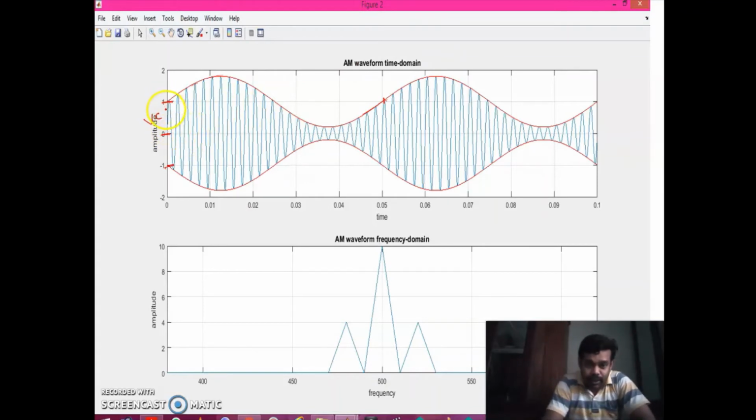You have to only change the amplitude depending upon the modulating signal. So you will be getting the AM modulated signal.